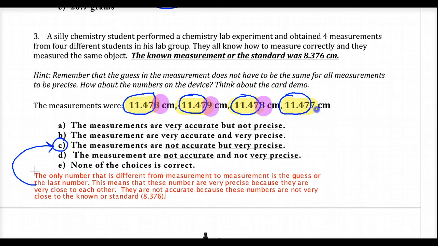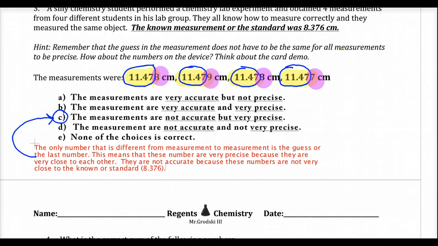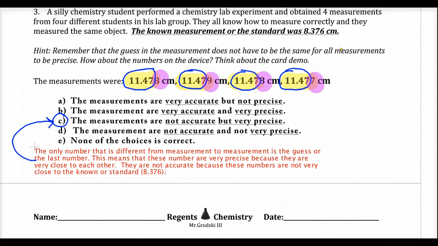The guess, as you can see in the above question, is an interpretation, is an opinion, okay? And sometimes those opinions won't be the same. But we say that this group of measurements are very precise, okay, because they are close to one another, and they only differ just by the guess, okay? So they're very close together. A group of 4 different people measuring the same object came up with the same results.